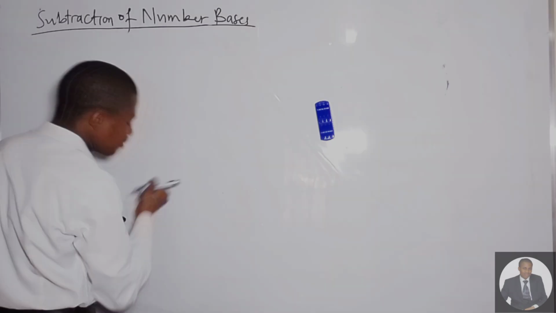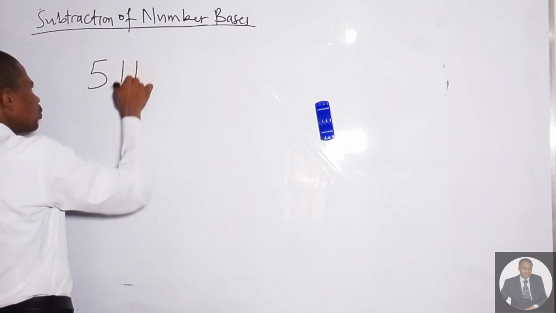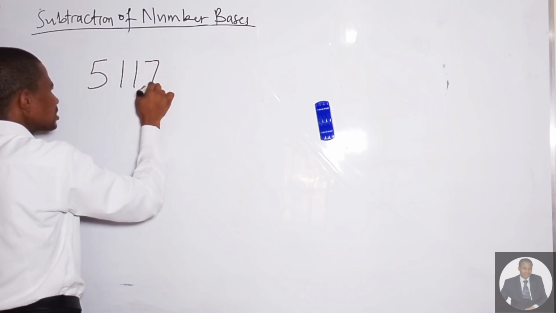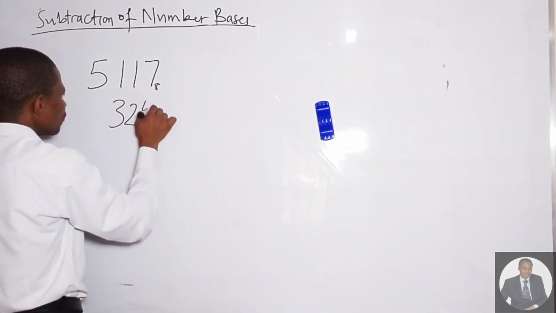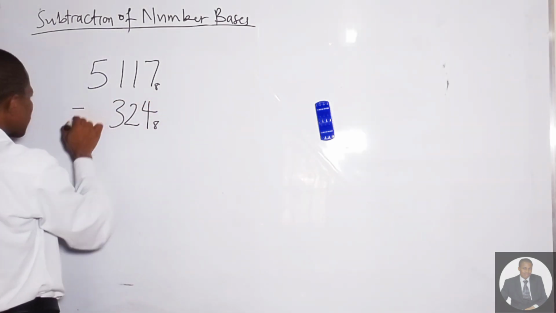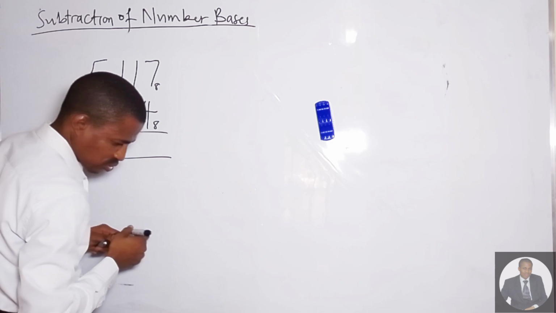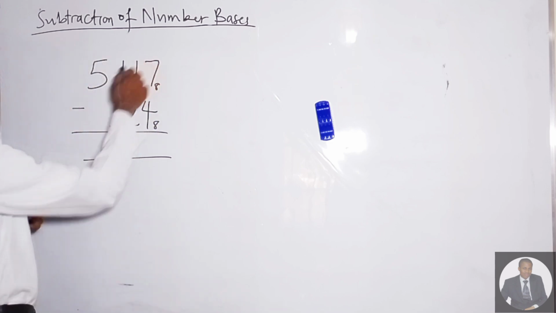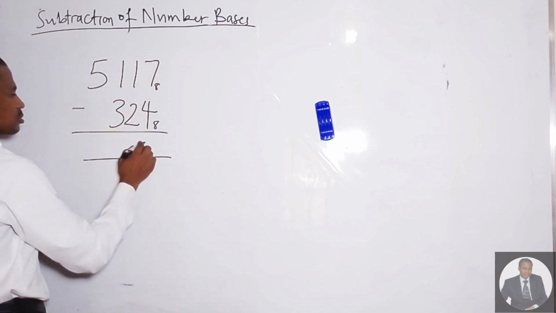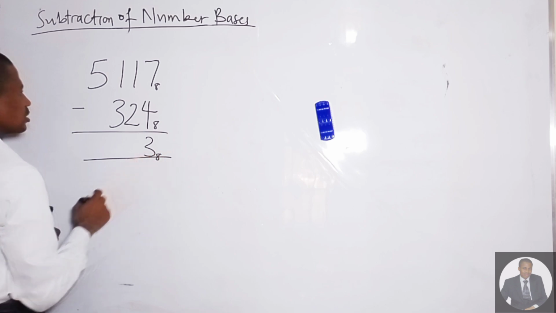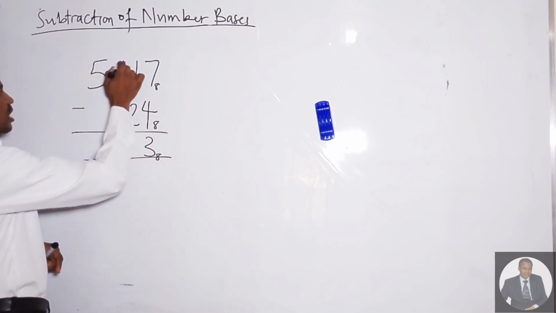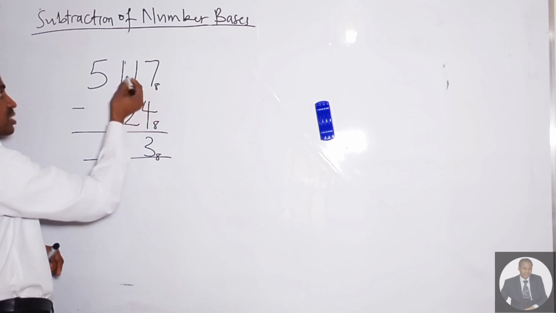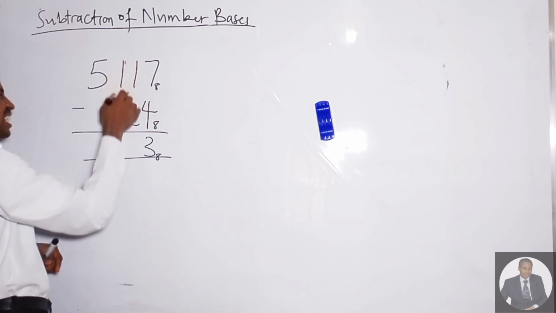Another question. 5117 base 8 minus 324 base 8. 7 take away 4, we have 3 base 8. But we cannot take 2 away from 1. So we borrow 1 from here. That 1 will represent 8 since it's in base 8. So it will be 8 plus 1, 9.